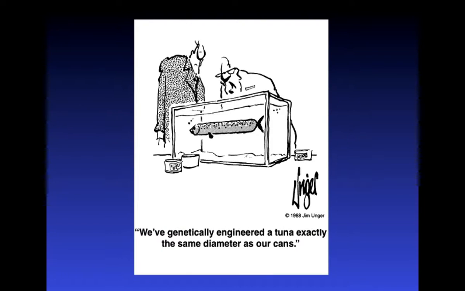So, last little bit here, we have a cartoon. We've genetically engineered a tuna exactly the same diameter as our cans, which is kind of funny. So all you have to do is chop it up like you're slicing a pumpkin roll or another roll and slide it right into the cans. Ha ha, wish it was that easy.